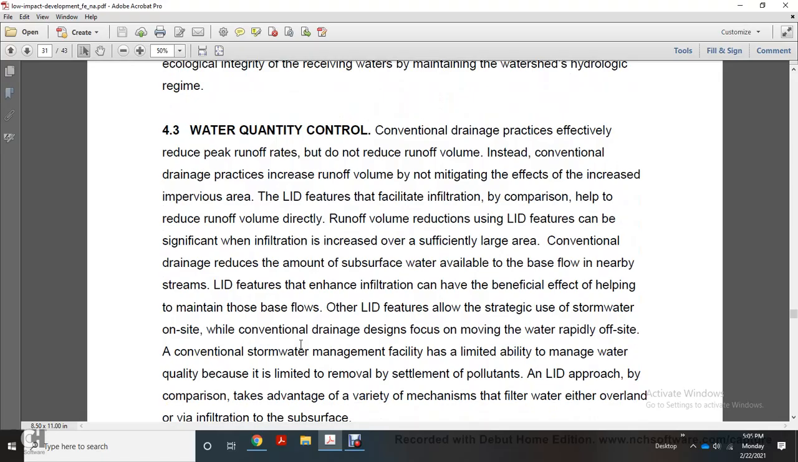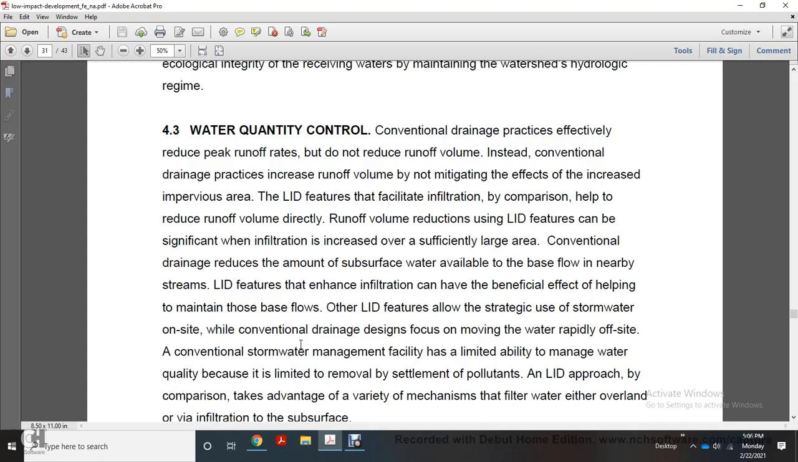Water quality control. Conventional drainage practice can reduce the peak runoff rate, but does not reduce the runoff volume. Instead, it can increase the runoff volume, and does not mitigate the effect of the increased impervious area. Low-impact development features facilitate infiltration and help to reduce runoff volume directly. Runoff volume reductions from low-impact development features can be significant when you have an infiltration increase over a sufficiently large area.